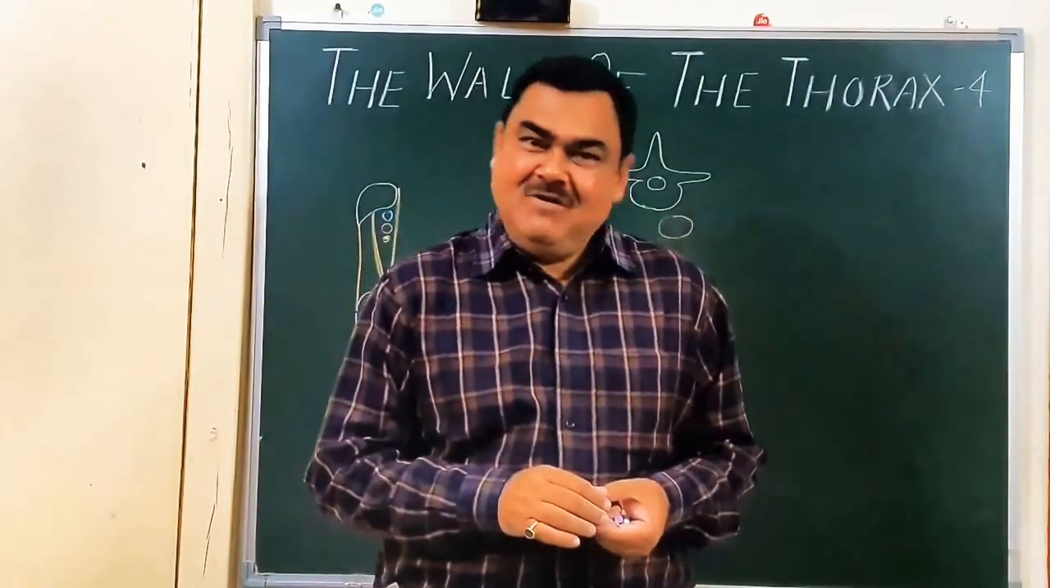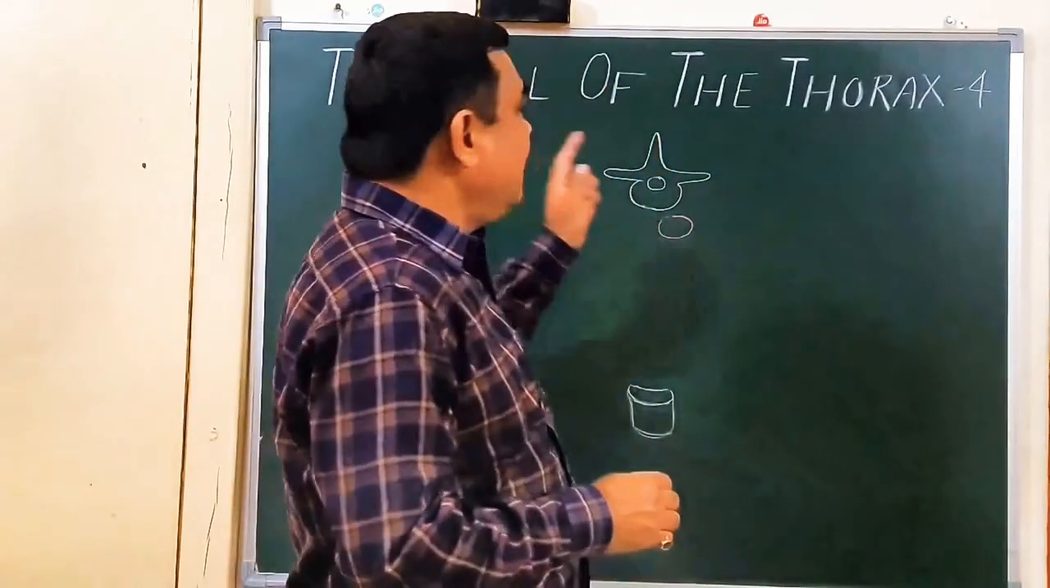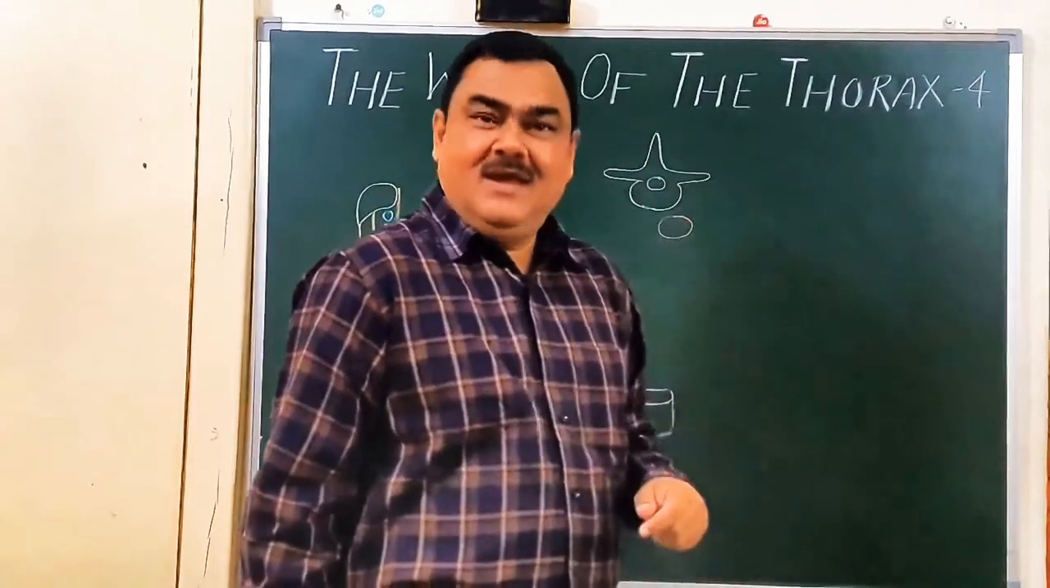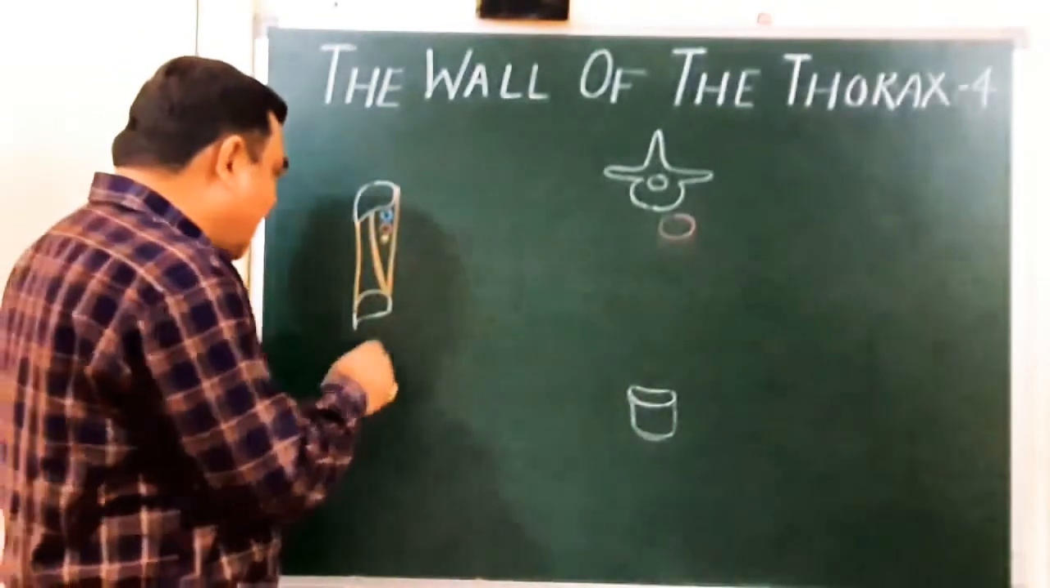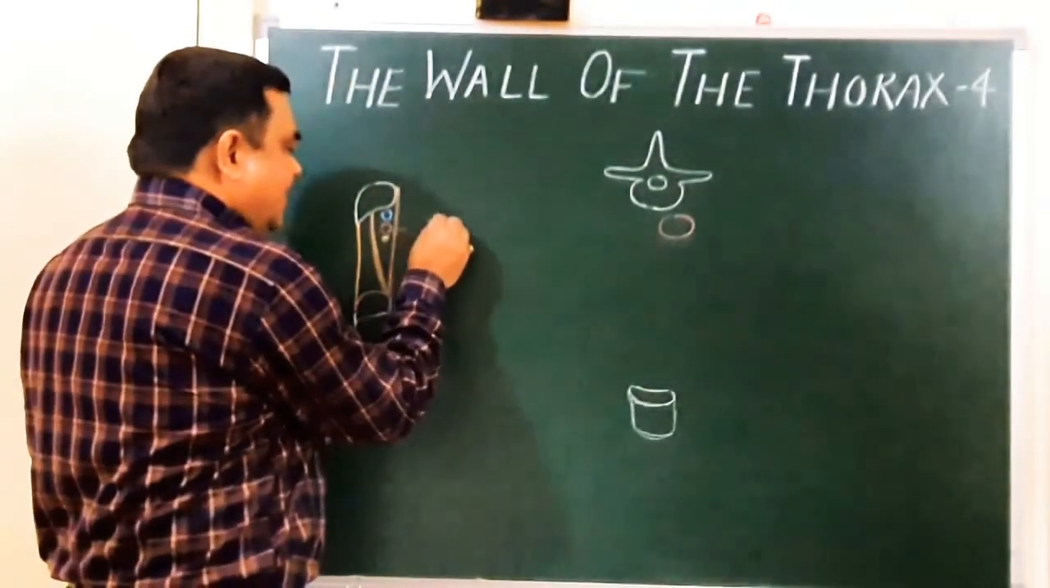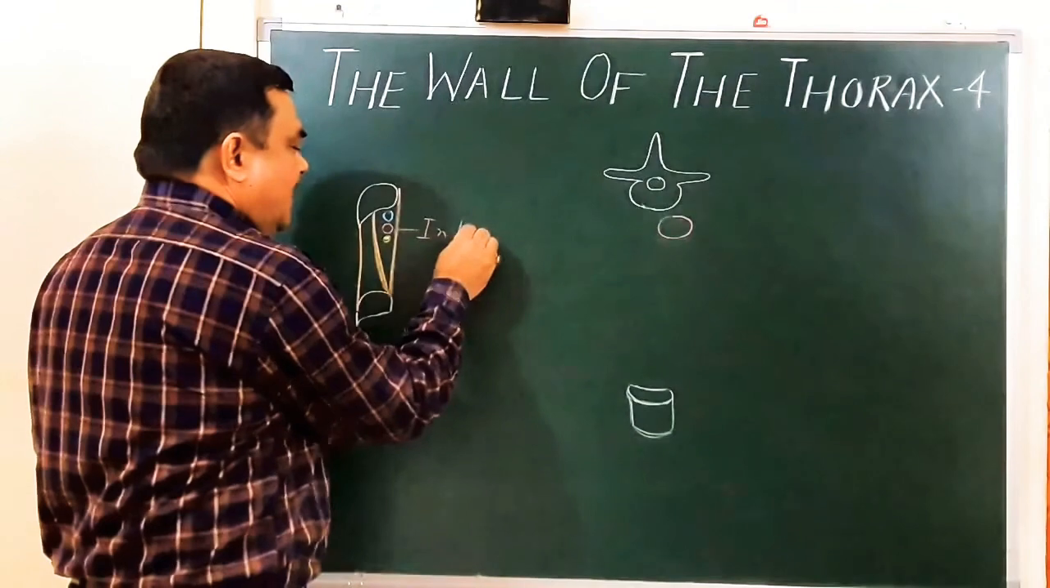Now, we'll discuss the wall of thorax part 4. In this section, we'll discuss the artery. In the previous lecture, you have seen the intercostal nerve. Now we'll discuss the intercostal artery. This is the intercostal artery.